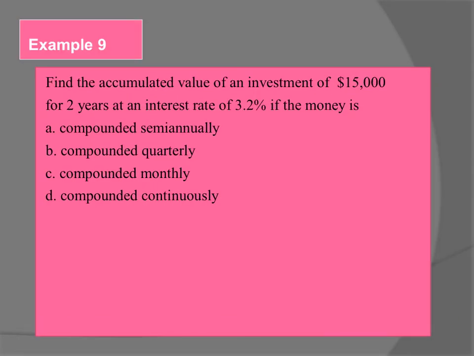All right, so it looks something like this. Find the accumulated value of an investment of $15,000 for 2 years at an interest rate of 3.2%, if the money is A, compounded semi-annually, B, quarterly, C, monthly, and D, continuously. So let's, again, write our formulas. P times (1 plus R over N) to the NT, or P E to the RT.